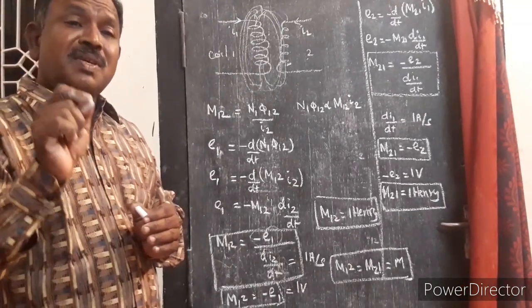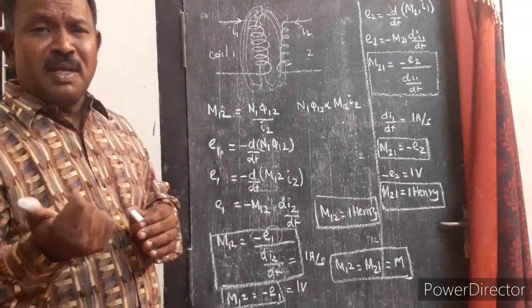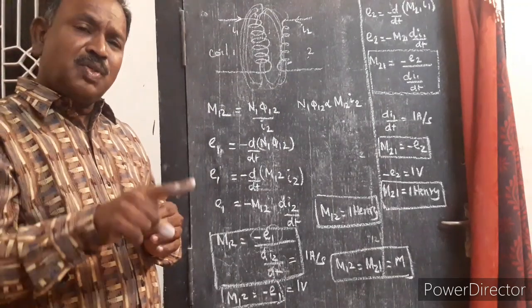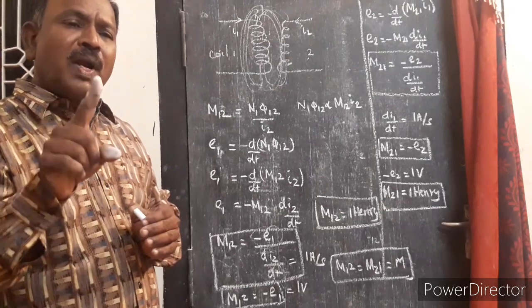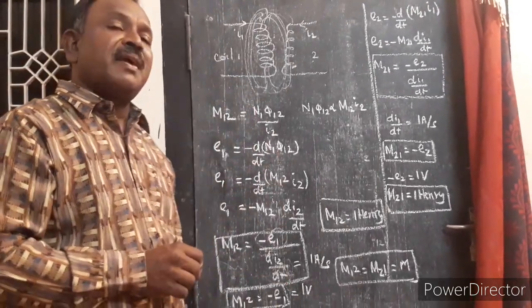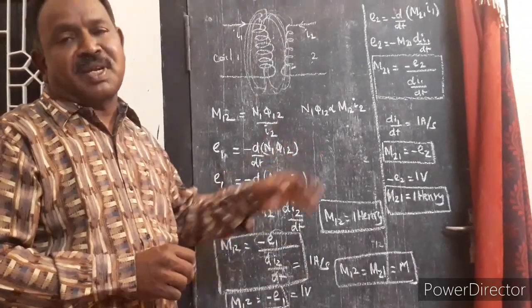When the rate of change of current in one coil is 1 ampere per second, it induces an opposing EMF of 1 volt. This is how we can explain mutual induction.